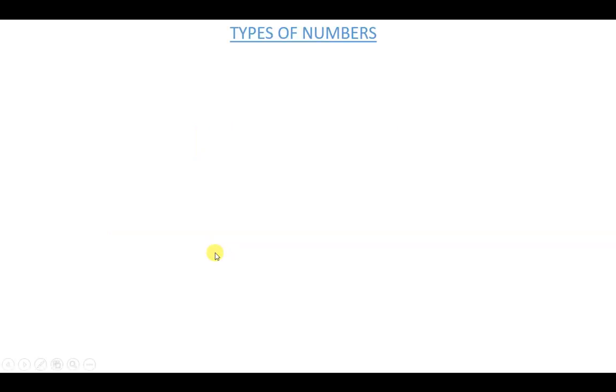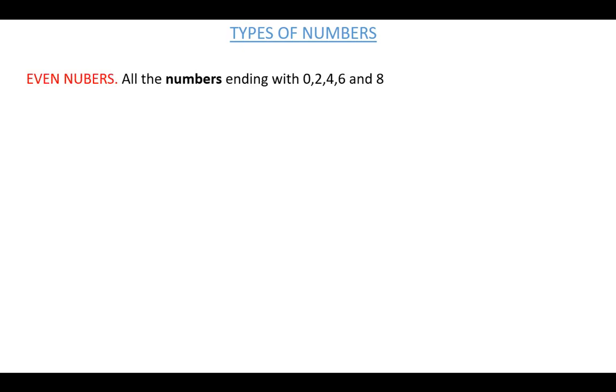So we'll start by looking at what even numbers are. Even numbers are simply numbers that end with 0, 2, 4, 6 and 8. So any number that ends with 0, 2, 4, 6 and 8 is called an even number, meaning that number can be divided by 2 and the remainder will be 0. So any number that can be divided by 2 leaving a remainder 0 is called an even number. So that's how you define an even number.